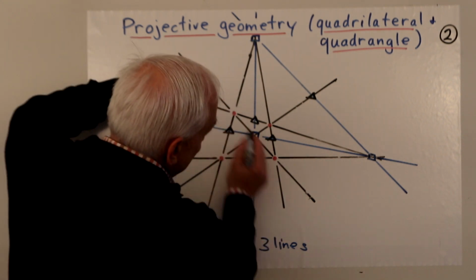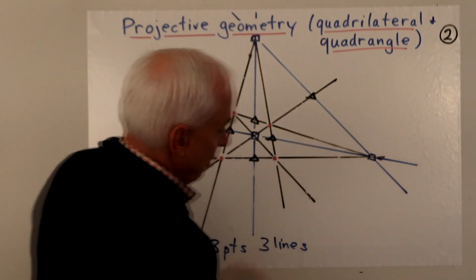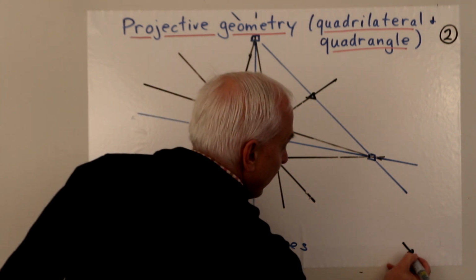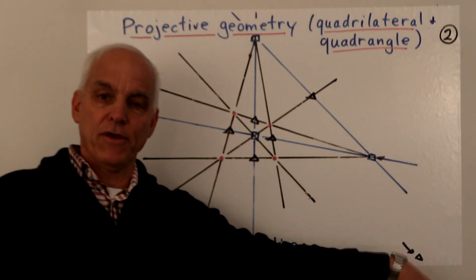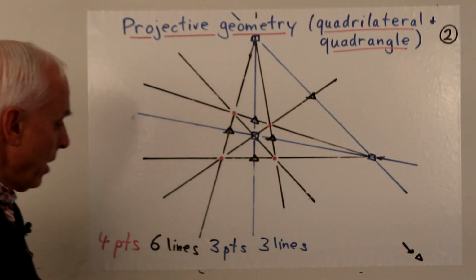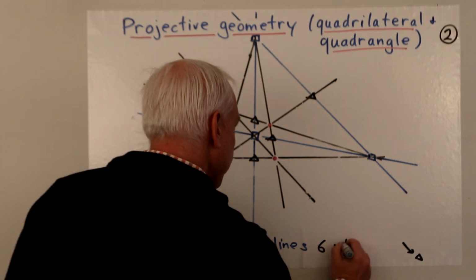So this black one here and this blue one here, they're almost parallel, but not quite perhaps. They will meet at some further black point way down there somewhere. Okay. So we have now just made 6 new points.